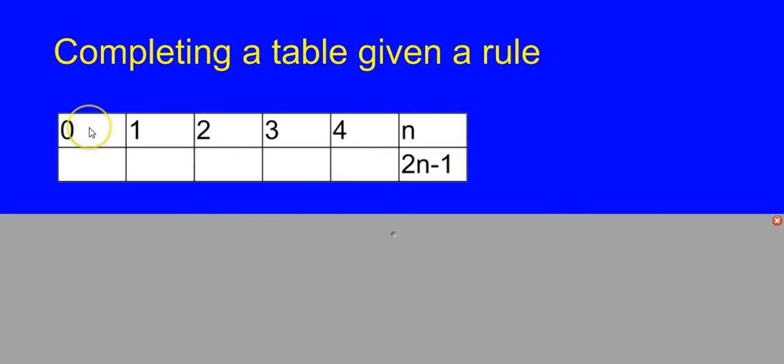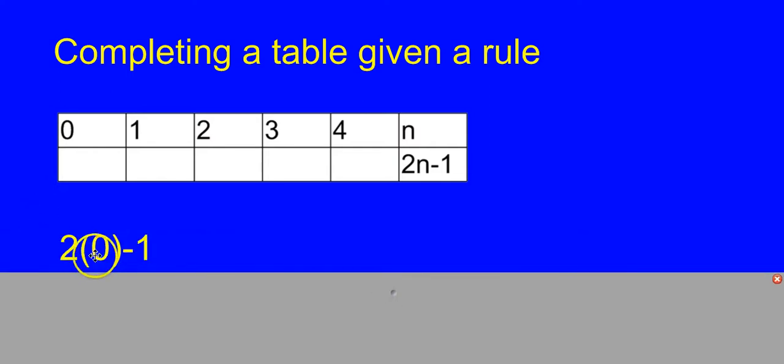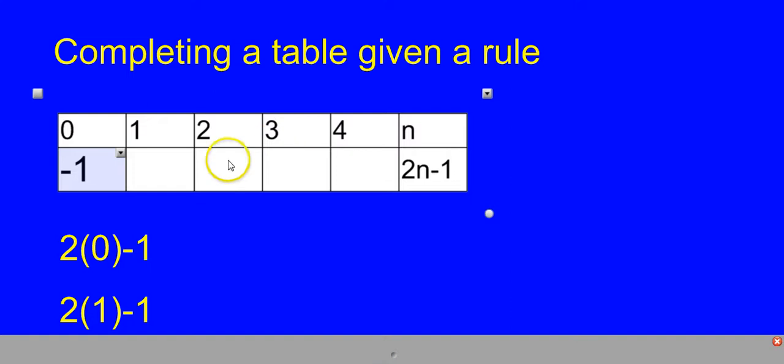So for our first part of our rule, we're saying, what if n is 0? If n is 0, we would then take 2 times 0 minus 1. 2 times 0 is 0, minus 1 is negative 1. So we put negative 1 in our output portion of our table underneath 0. Our next value, using that same rule, times 2 minus 1, what if n were 1? So we plug 1 in. 2 times 1 is 2, minus 1 is 1.